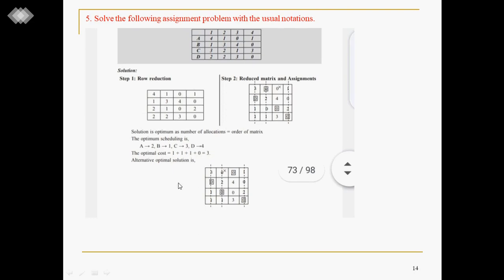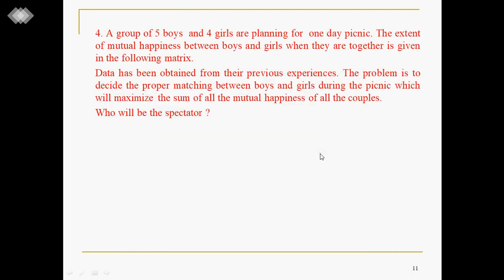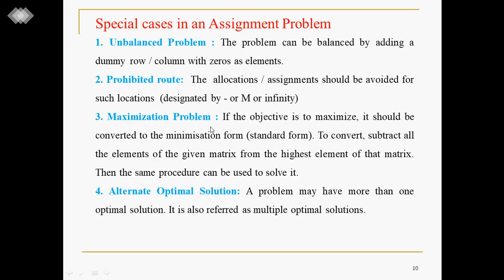Fine. Now let us take a problem having alternate optimal solutions, so that all the special types will be discussed. In this problem itself I have discussed two types of special cases. What are those? Conversion of maximization to minimization, and balancing an unbalanced problem to a balanced type. And of course this is a prohibited route, you just have to leave it. That particular location you have to leave.